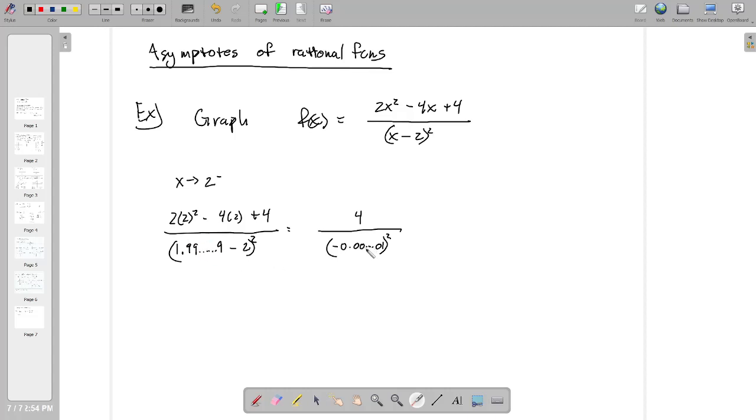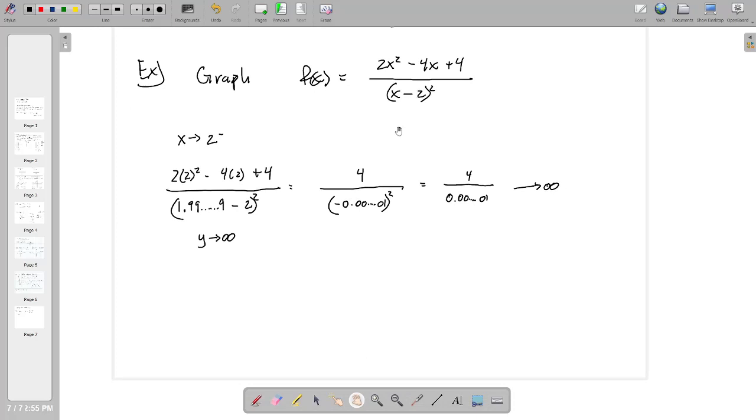Now, from here, we can see that this negative is actually going to be squared out. Right? So we have a finite number, 4, divided by an infinitesimally small number here. So this makes our value infinitely large. So our y value, as x goes to 2, our y value is going to positive infinity.